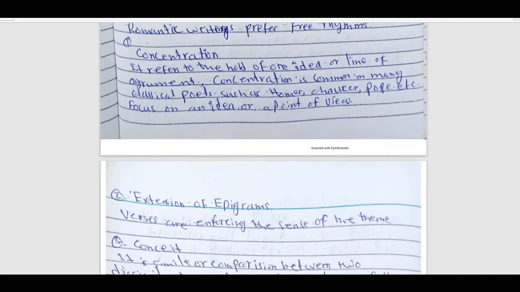The next characteristic is concentration. Okay, it refers to the hold of one idea, I mean focus on one idea or line of argument. Concentration is seen in many classical poets such as Homer, Chaucer, Pope, and John Donne, and many more who focus on the idea or the point of view.